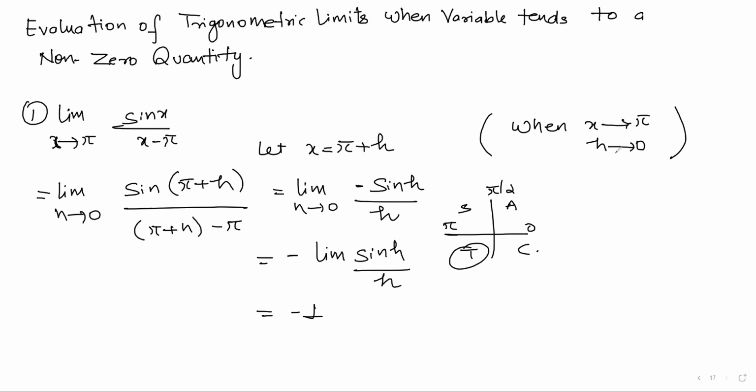When x tends to pi, h tends to 0, then you will get 0 here. Is this part clear? Yes, sir. Okay. Now, if we put this in, how much will this be? Limit h tends to 0, sin(pi plus h) by (pi plus h minus pi). Now what is sin(pi plus theta)?